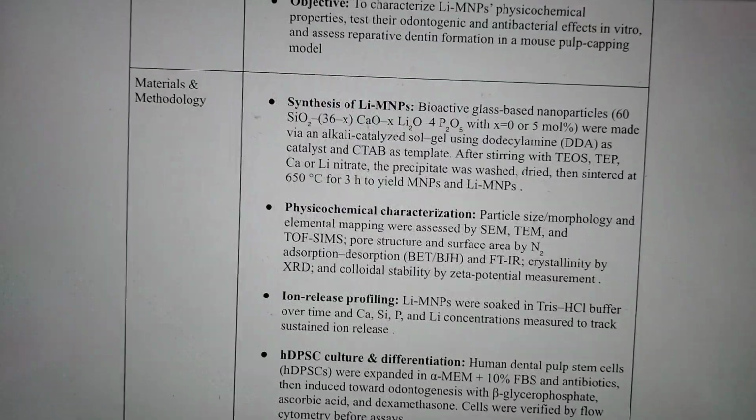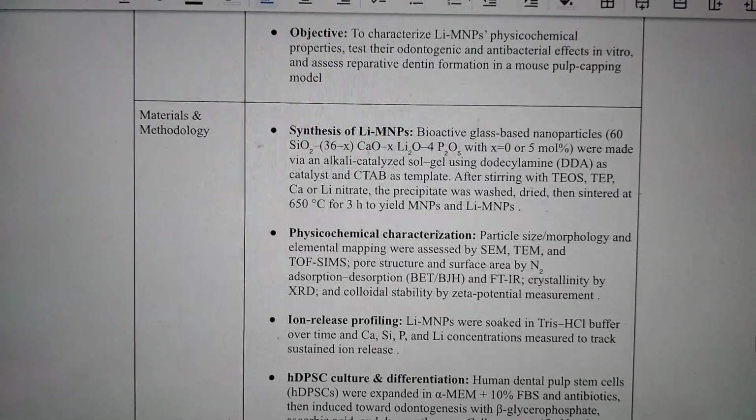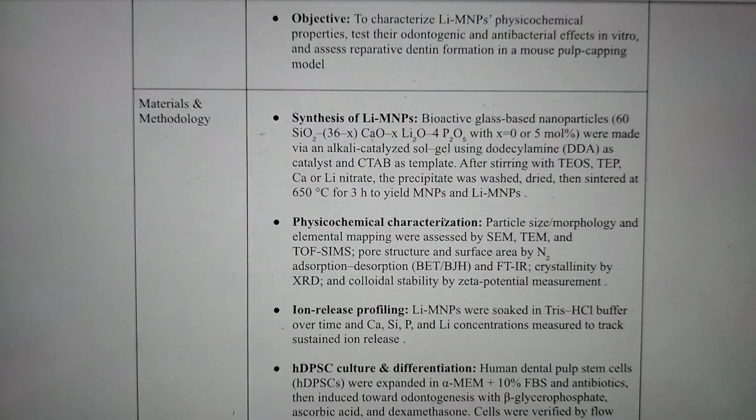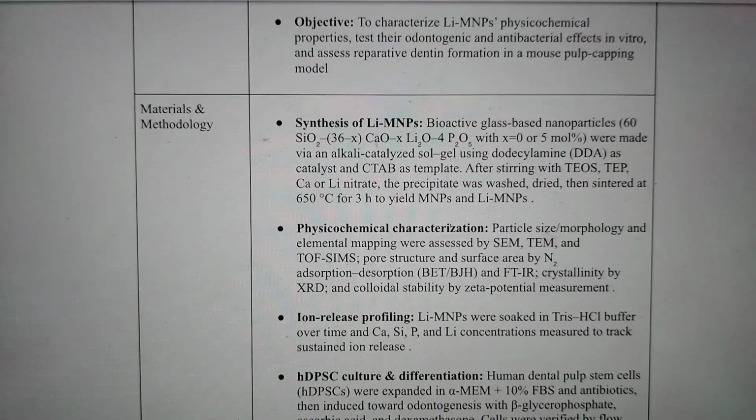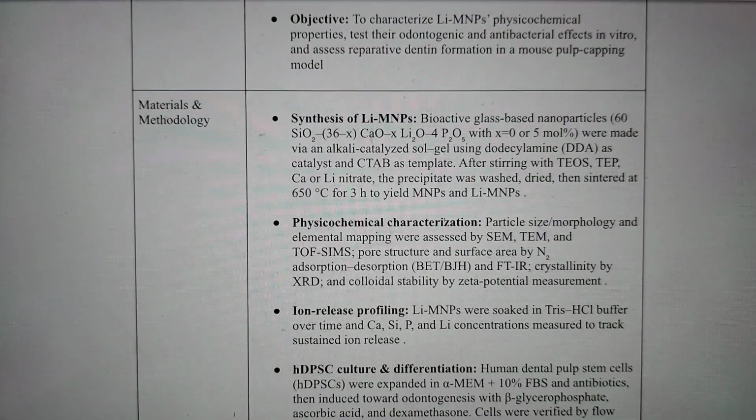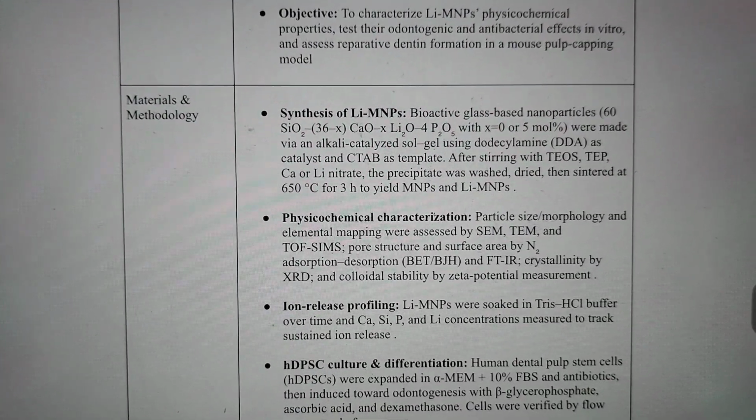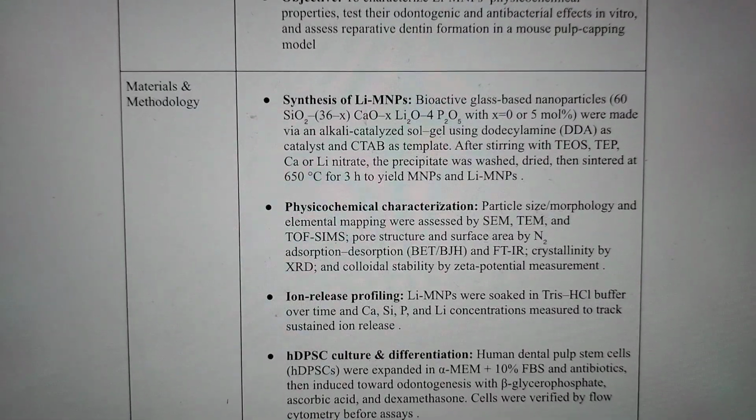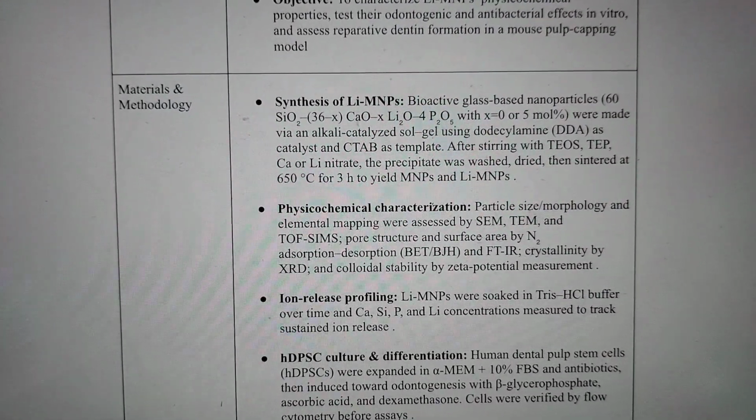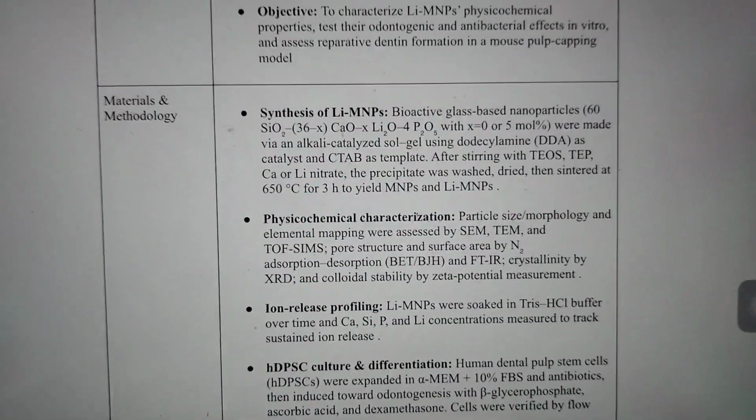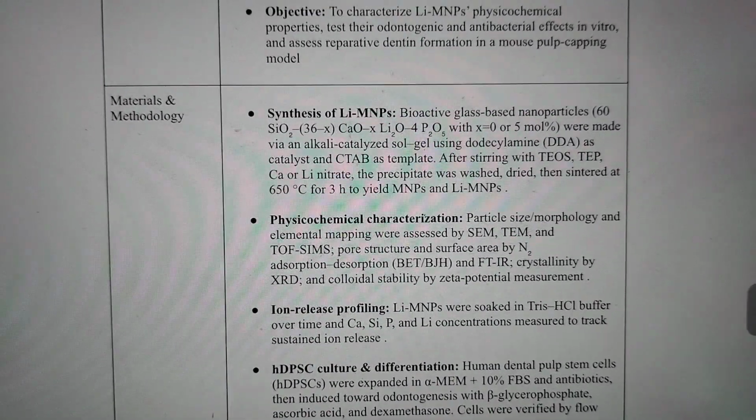Synthesis. Bioactive glass-based nanoparticles were made via alkali catalyzed sol gel using dodecylamine, DDA, as catalyst and CTAB as template. After stirring with TEOS, TEP, calcium or lithium nitrate, the precipitate was washed, dried and sintered at 650 degrees centigrade for 3 hours to yield the nanoparticles.